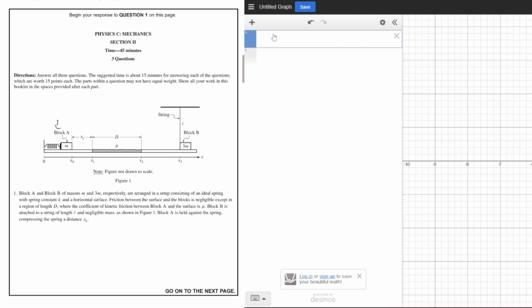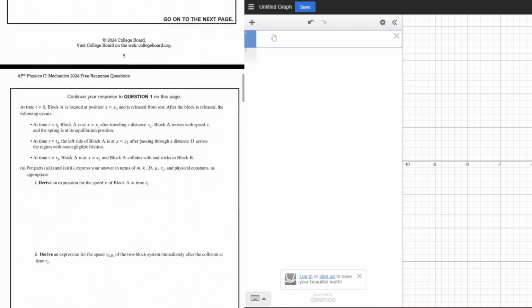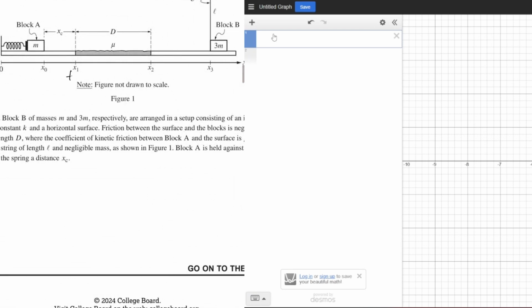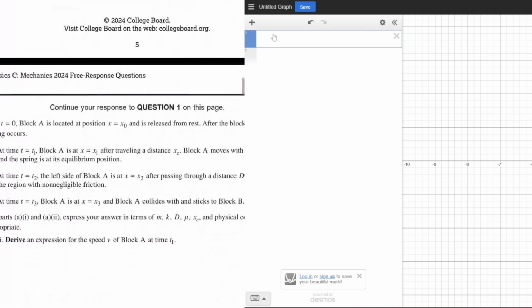So this has a force on it already, right? So that's fine. At time t equals 0, block A is located at position x equals x naught and is released from rest. After the block is released, the following occurs. At t equals t1, block A is at x equals x1 after traveling a distance xc. Block A moves with a speed v, and the spring is in its equilibrium position. Okay, so I'm just going to label my x1, t1, right?